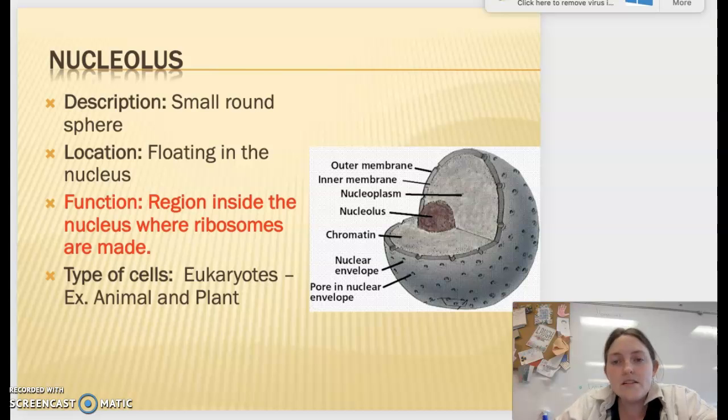The nucleolus is that small dark sphere that you see sitting off to the side in the nucleus, just floating in the nucleoplasm. This is where our ribosomes are made. So the nucleolus makes ribosomes, and I would put a star beside this because everybody always forgets it, and we come back to this one quite a bit. The nucleolus makes the ribosomes. And since it's part of the nucleus, this is strictly eukaryotic.